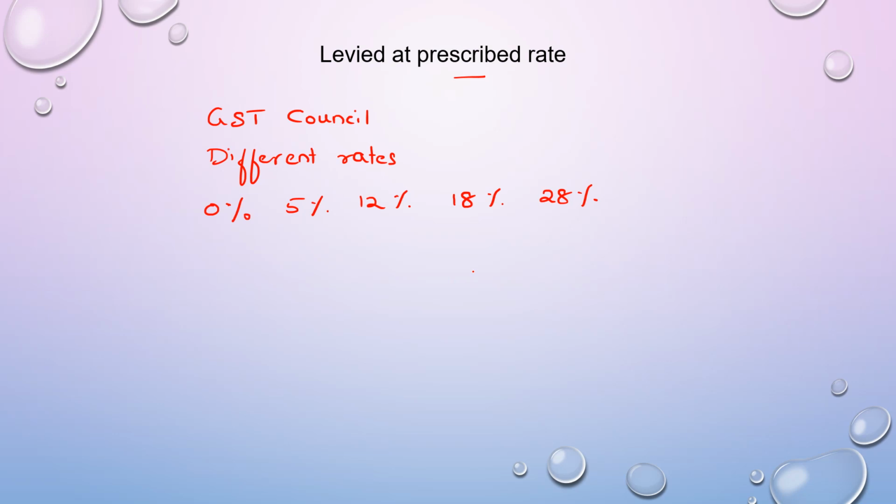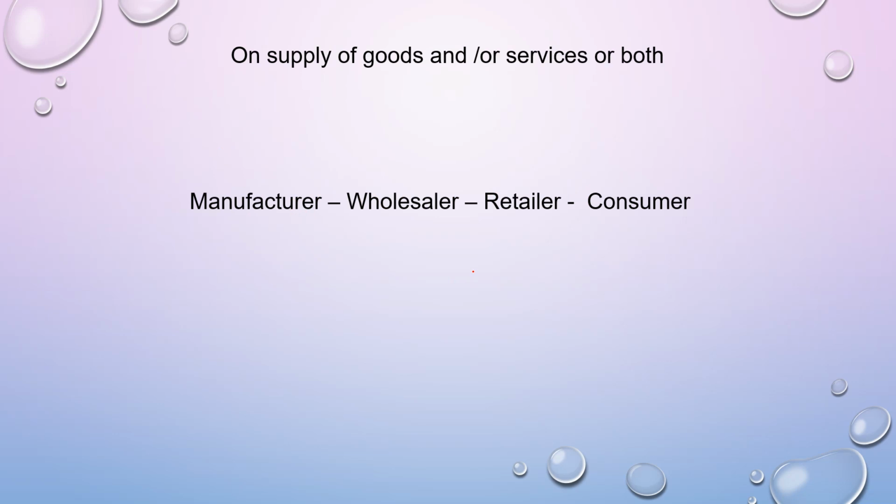For further detail, there are different types of GST, like in case of intrastate, interstate, that we will be dealing with much later in the upcoming videos. Now further, the next point was on supply of goods and or services or both.